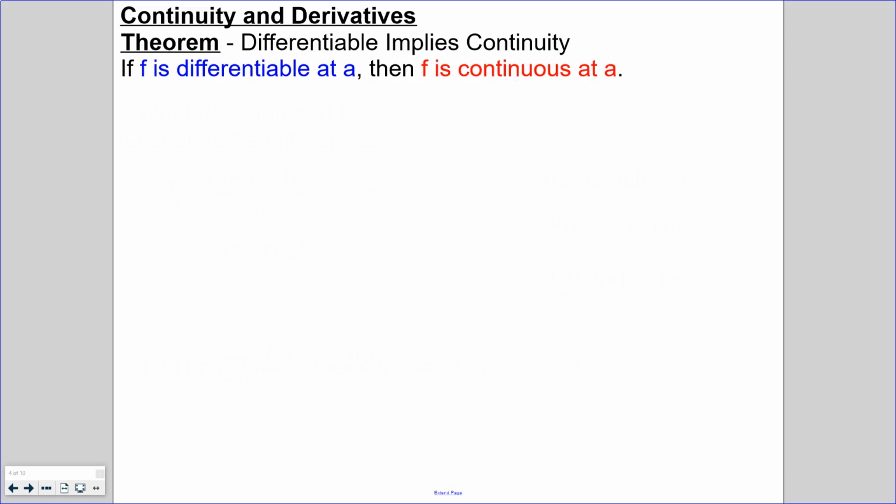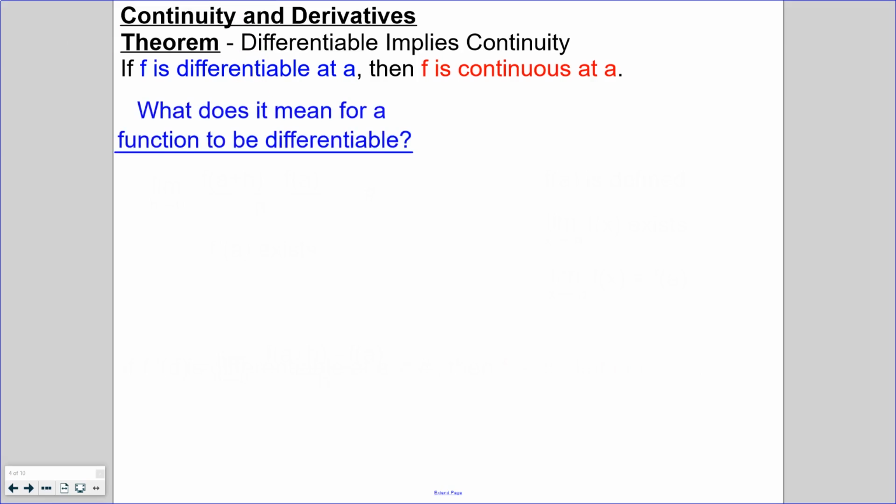So now we can talk about the relationship between continuity and derivatives. And here we have a theorem. It is loosely called differentiability implies continuity. And the name of the theorem kind of gives it away, as you can see. It states that if f is differentiable at a point a, then f is also continuous at a point a. So let's break this down.